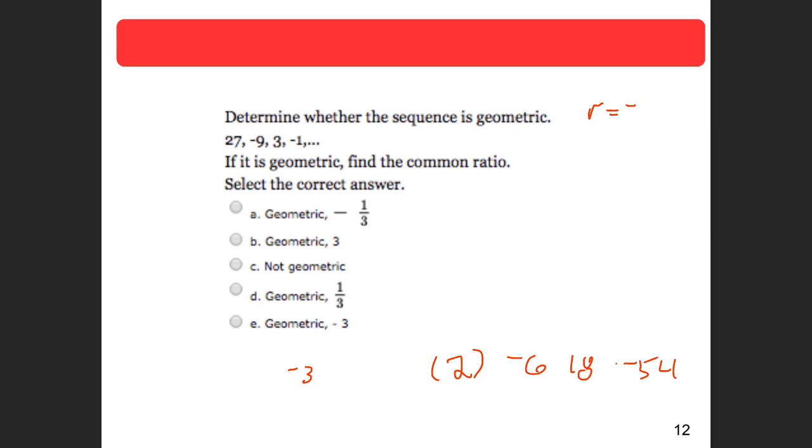So in this one, I'm going 27 to -9 to 3 to -1. That looks like my ratio is going to be -1/3. So yes, it is geometric, and the ratio is -1/3 for that one. Does that make sense? If you're going from positive to negative, the ratio has to be negative. And that is the only time the ratio would be negative, when it goes back and forth from positive to negative, positive, negative.